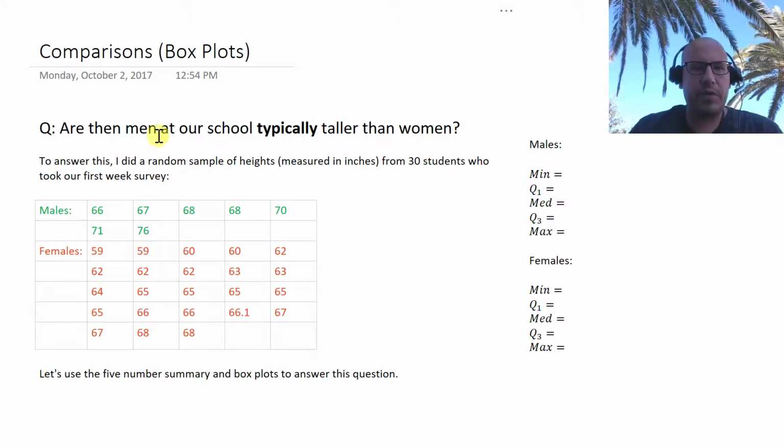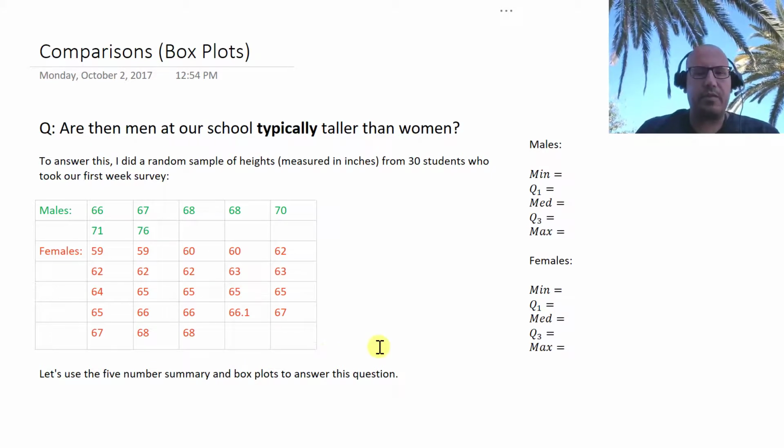Our big question, and we always want to start with the big question, is: are men at our school typically taller than women? To answer this, we took a random sample of heights for 30 students who took our first week survey. In those 30 students, we had 1, 2, 3, 4, 5, 6, 7 men, and 23 women. So I believe we'd want to answer this question.